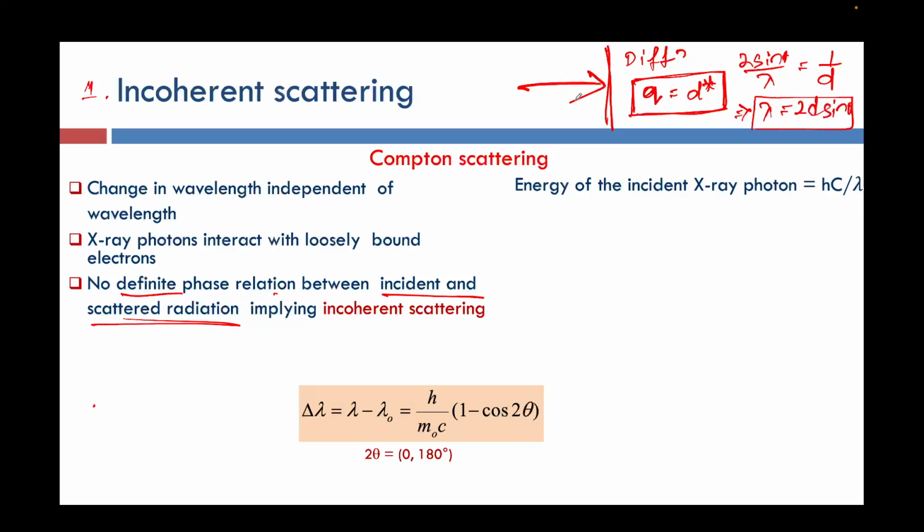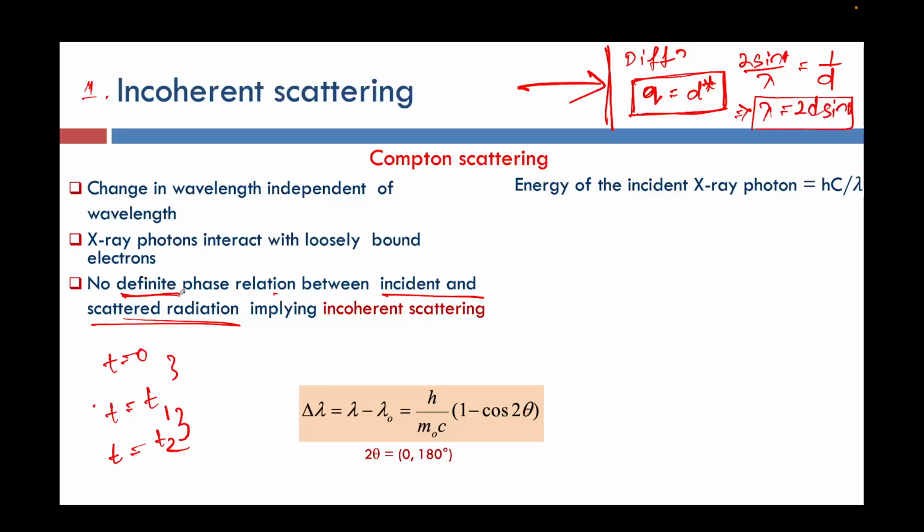So what is incoherent scattering? There might be a phase relation, but that phase relation might not be constant over a period of time. If you take your incident beam and your scattered beam, there is a phase relation at time t equal to 0, let's say, but that same phase relation might not hold at some time t equal to t1. Similarly, between all these time intervals, the phase relation might not be constant; it might be varying. When this happens in scattering, the process is known as incoherent scattering.